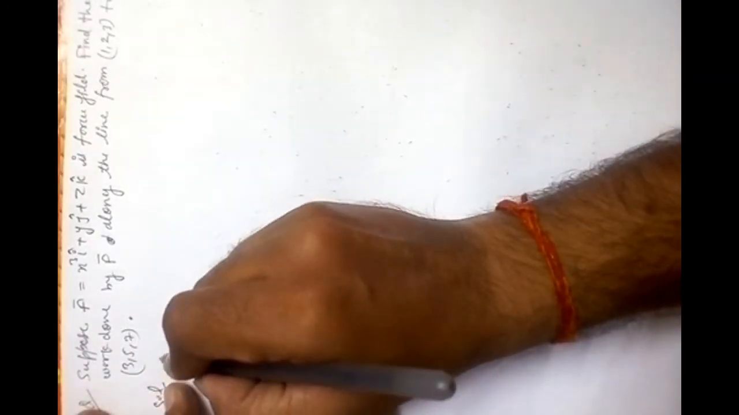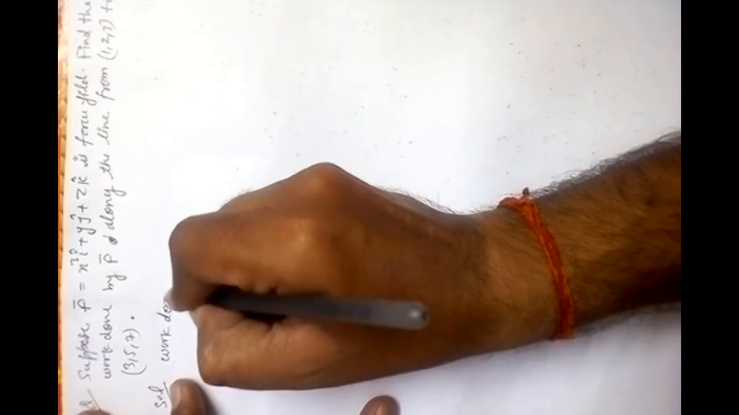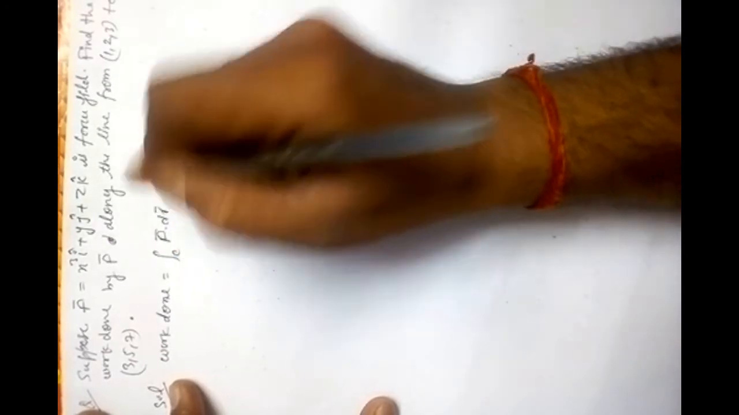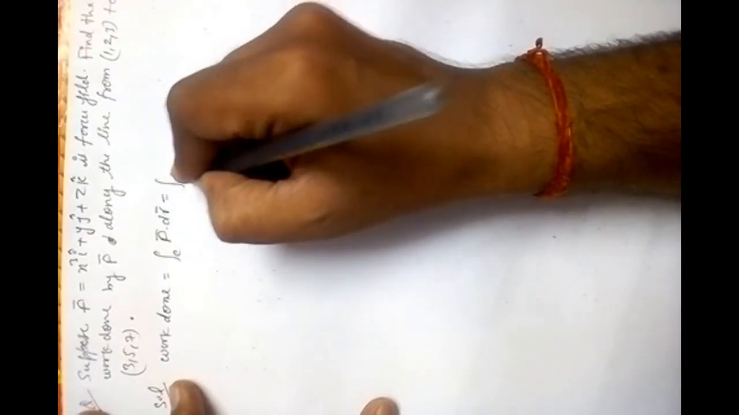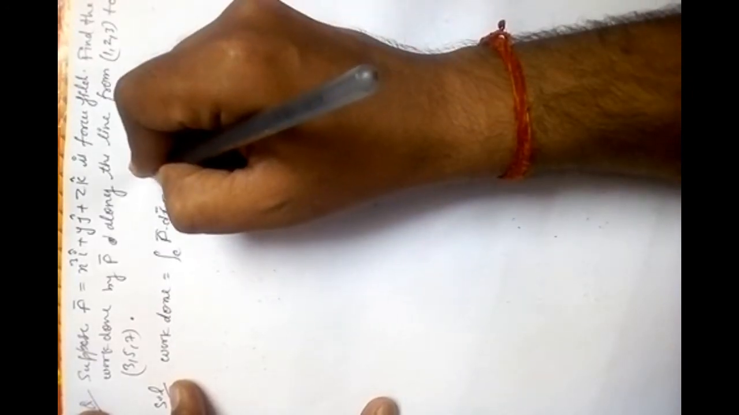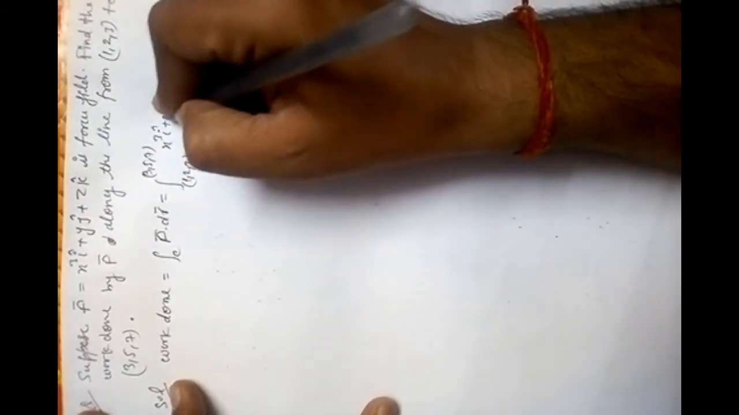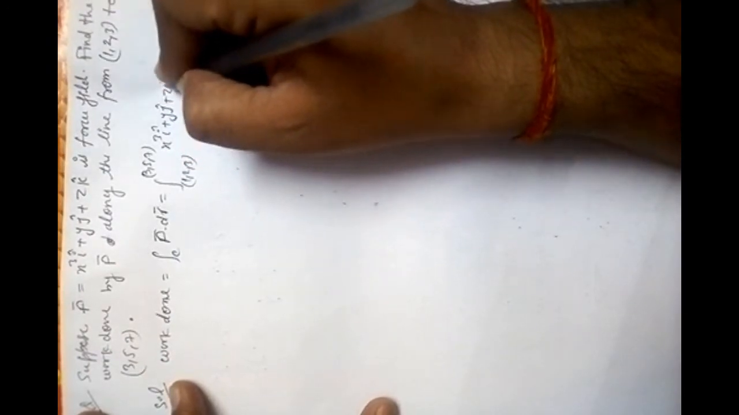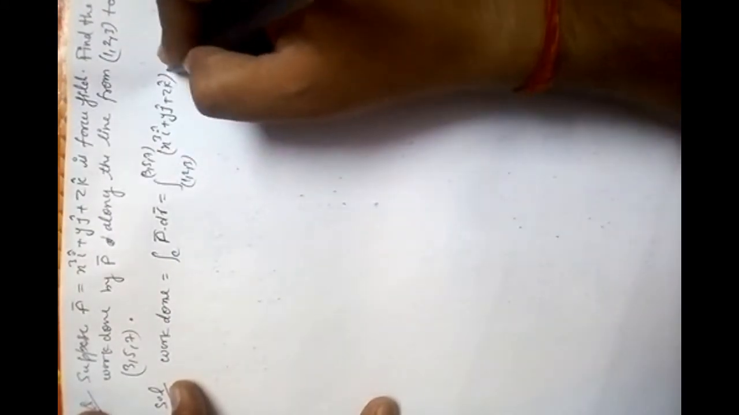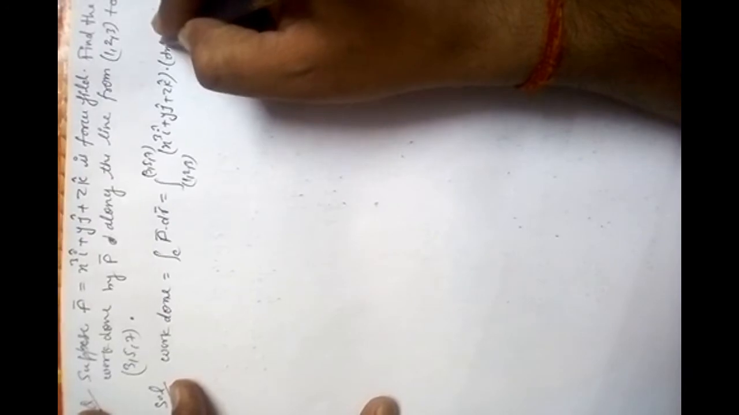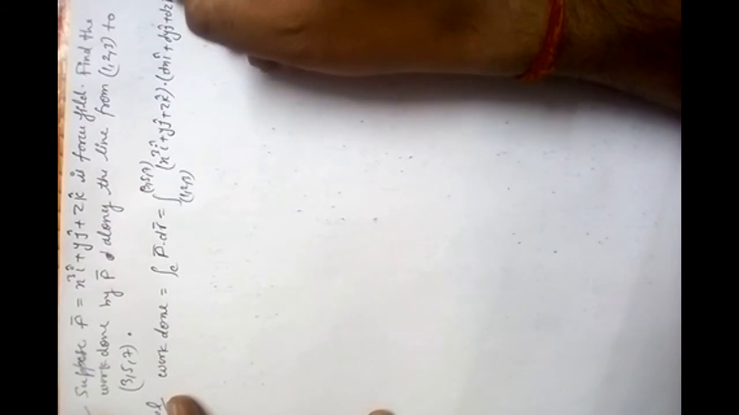So work done is represented by integral C f dot dr, which is equal to the limit 1, 2, 3 to 3, 5, 7 of f dot dr. F means x cube i plus yj plus zk dot dr. Dr means dxi plus dyj plus dzk.